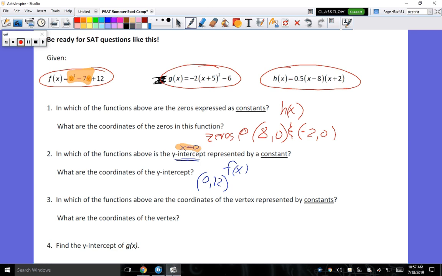You good? Okay. And then number 3, in which of the functions above are the coordinates of the vertex represented as constants? G of x. And what are the coordinates of the vertex? -5, -6. Perfect.